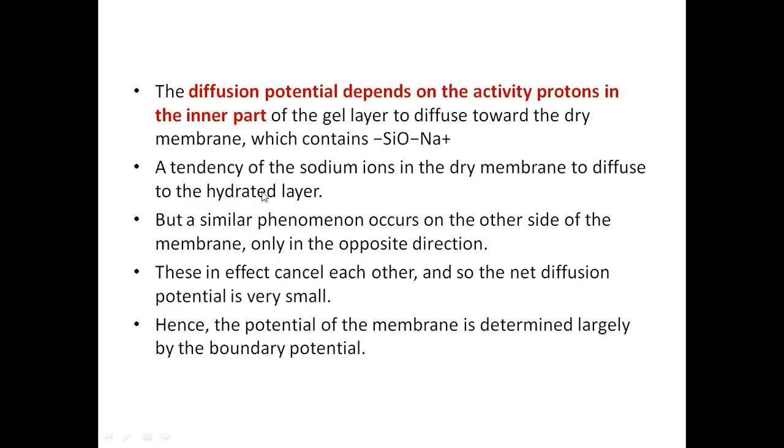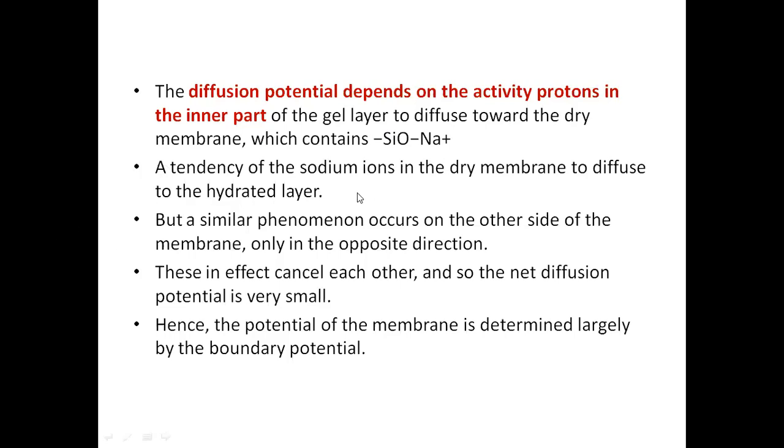So it means the sodium ion in the dry membrane tends to diffuse to the hydrated layer. Indirectly, we can say that sodium ion of the glass is replaced by the H plus ion in the inner solution. Boundary potential takes place on the outer side of the glass electrode, while diffusion potential takes place on the inner side of the glass membrane. This is the major difference between these two potentials.